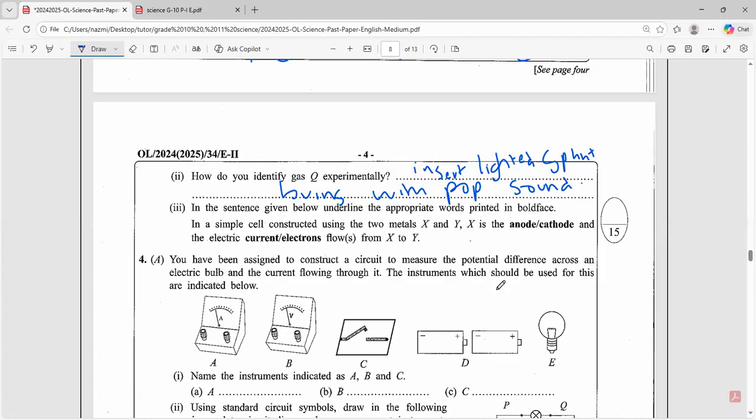So who will be the anode? X is anode, because it is more reactive, no? Y is cathode. But they're asking only X. You have to underline X, okay?